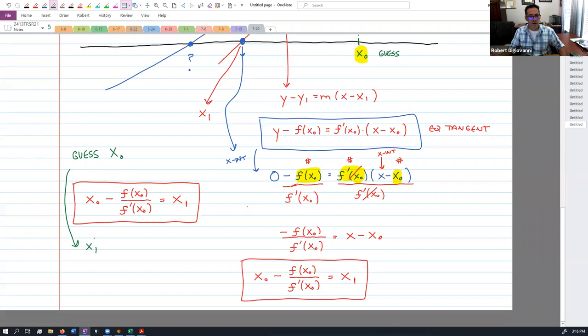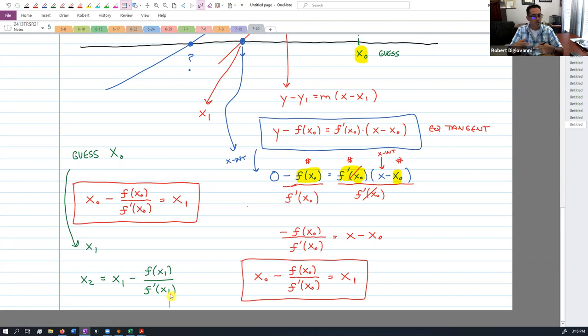Okay? So if you want to know what x2 is, x2 should be everything we just did, but on x1. So it should be x sub one minus the function at x sub one over the derivative at x sub one. That'll be your second point. And then your third point will be the second point minus the function at the second point over the derivative at the second point. Does this make sense? It's just an algorithm. You're just going to continue to run this algorithm over and over and over.